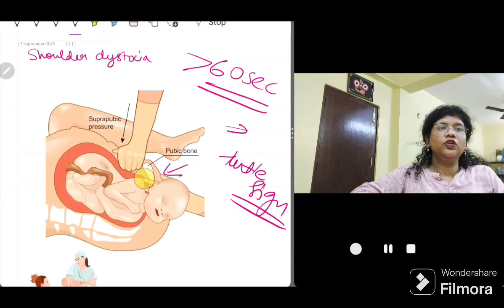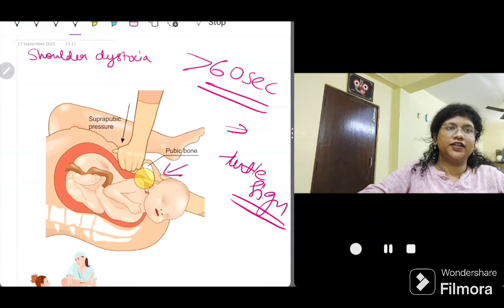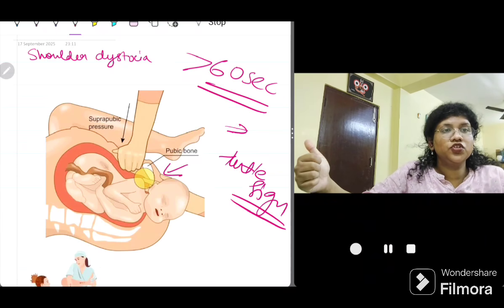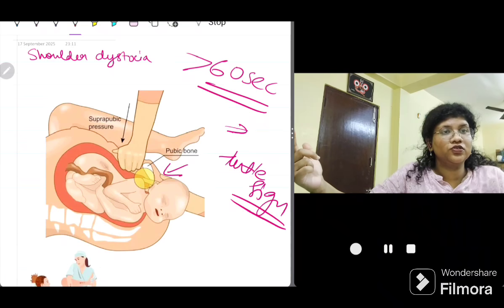Now I'm pretty sure you all must be knowing the HELPER mnemonic for shoulder dystocia management. So let's try to elaborate on that. Once you find that there is shoulder dystocia, immediately call for help. You have to call your seniors. Your senior obstetrician's presence is very, very important. The anesthesiologist and pediatrician are also very important to be there.